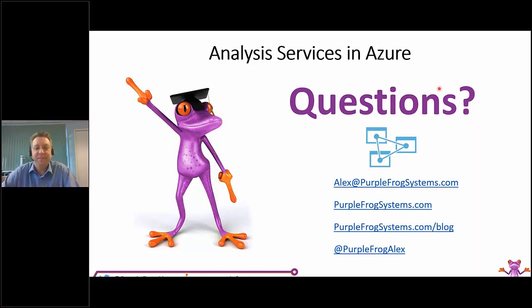All right. And I think we've got time for probably a couple more. Have you seen a better compression ratio in AS Azure compared to SSAS on-prem? No, it is the same engine. It is literally the same VertiPaq. I think it shares something like 98% of the same code base between Analysis Services Azure, Analysis Services on-prem, and Power BI. It is the same VertiPaq compression engine. So yeah, you won't see any difference in the compression of the data.